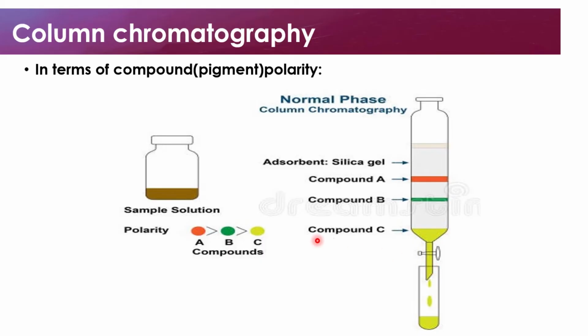In terms of polarity, compound A, which is most adsorbed to the stationary phase, or has a higher affinity for the stationary phase, which is a polar material, is more polar than compound B, and compound B is also more polar than compound C.